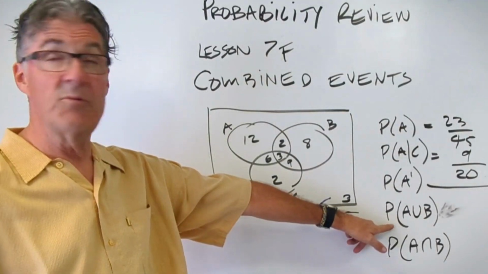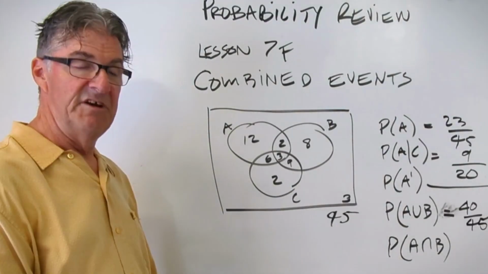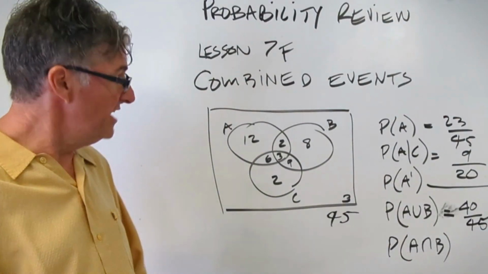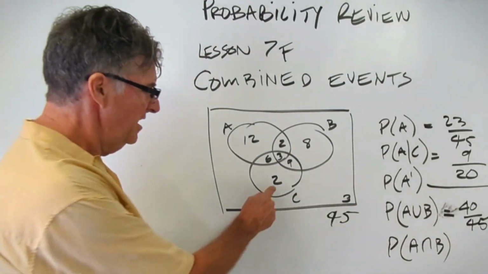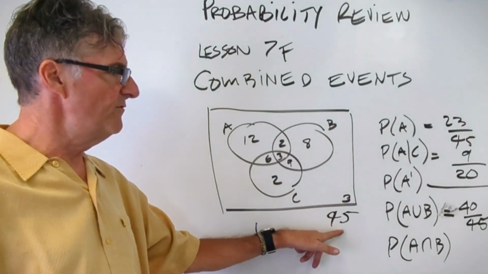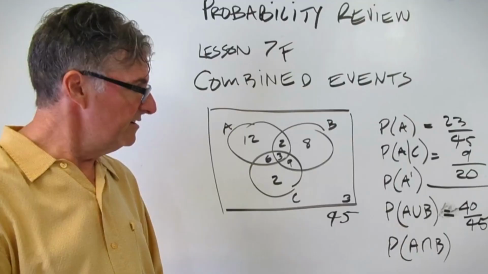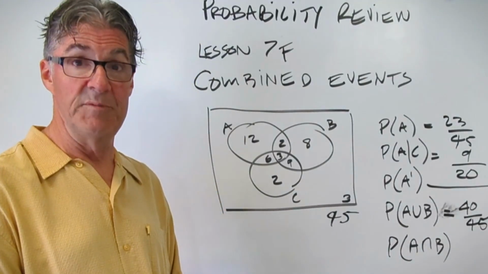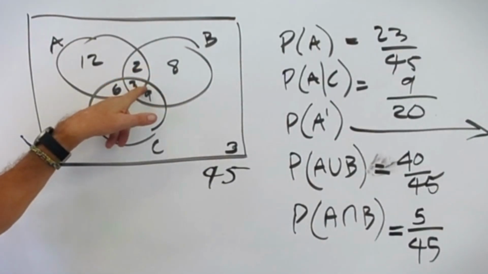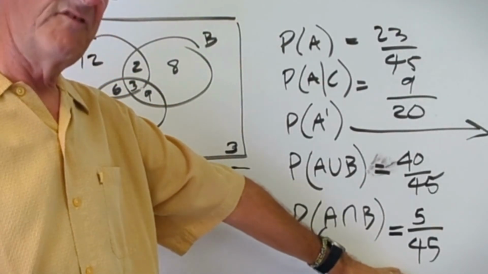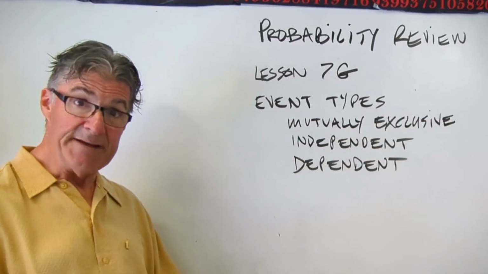Next, figure out the probability of A union B, A or B. I just added up everything that's in A and B, and a quick way to do that is to add up the things that are not in A or B, and that's 2 and 3. So subtract that 5 from 45, and I get 40 over 45 for A union B. Now, do A intersection B, and we'll be done. The intersection of A and B is just these two here, so that's 5 out of our total outcomes, which is 45.